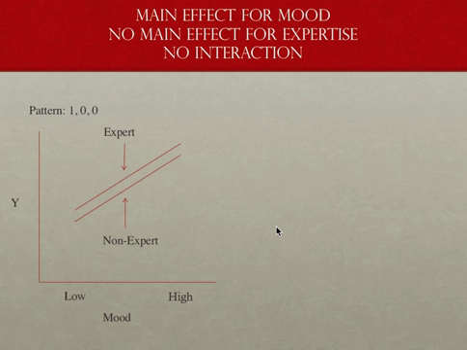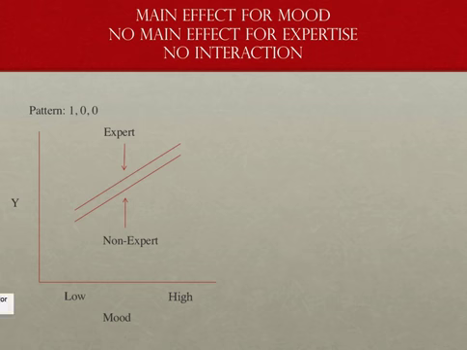People in low mood score worse than people in high mood. I mean, it could have been the other way around. It could have been people in high mood score lower than people in low mood. Then the lines would have been the other way. But all that we mean by a main effect for mood is that one condition of mood scores higher or lower than the other condition, and that's what we see here. There is no main effect for expertise because these two lines are the same, and there is no interaction, again, because each of the statements for mood and for expertise holds true independently of the level of the other factor.